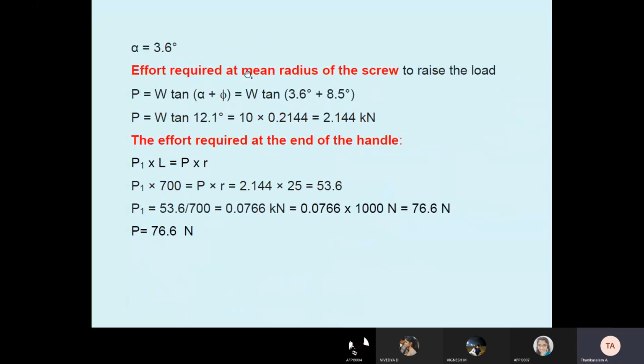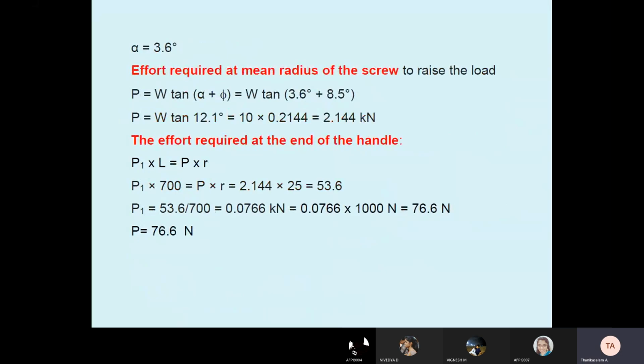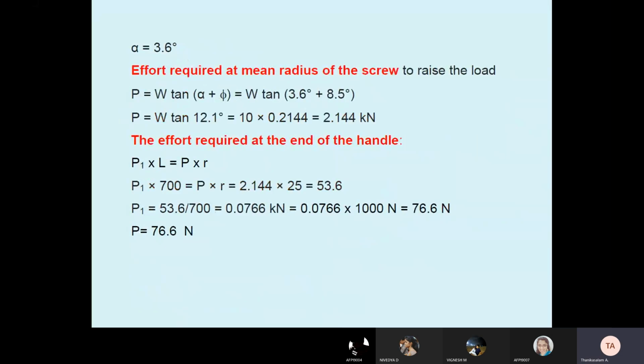So raise the load formula. What is the formula? P equal to W tan(alpha plus phi). W how much? 10 kilonewton. The given question: W equal to the load with 10 kilonewton. So 10 into tan of alpha, 3.6 degree. Then what is the phi value? 8.5 degree. So alpha equal to 3.6, phi equal to 8.5. So you have to apply W equal to 10 kilonewton, 10 into tan of 3.6 plus 8.5, 12.1 degree. So applying the values, the final answer, the effort required at the mean radius.